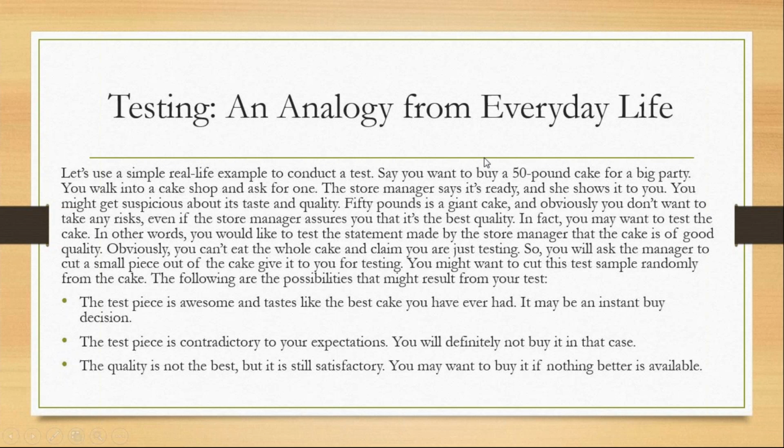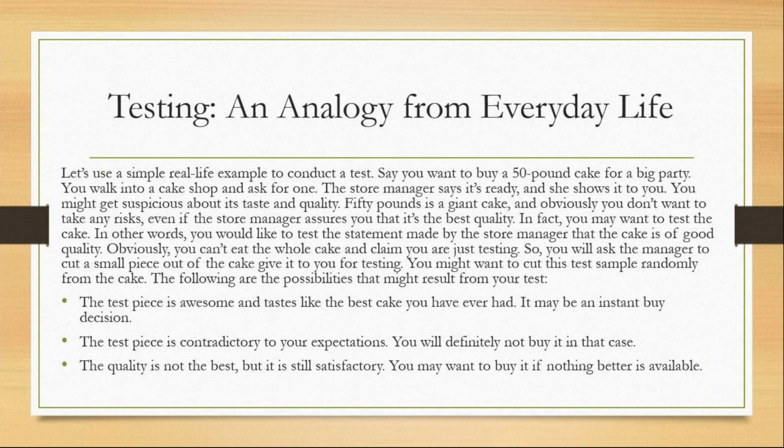So there could be three outcomes that have been mentioned here. The test piece is awesome and tastes like the best cake that you have ever had. It may be an instant buy decision. So instantaneously, I might feel like this is the best or the most wonderful cake I ever had.